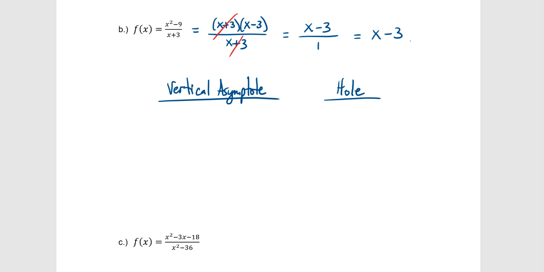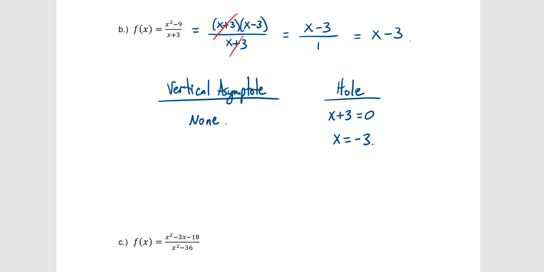So finding the vertical asymptotes and the holes. For the vertical asymptotes, we don't have anything in the denominator of the simplified version other than a 1. Since there are no variables left in the denominator, there are going to be no vertical asymptotes. For the holes, however, we canceled the common factor of x plus 3. So we set that canceled factor equal to 0, and we solve, and we get x equals negative 3 after we subtract 3 on both sides.